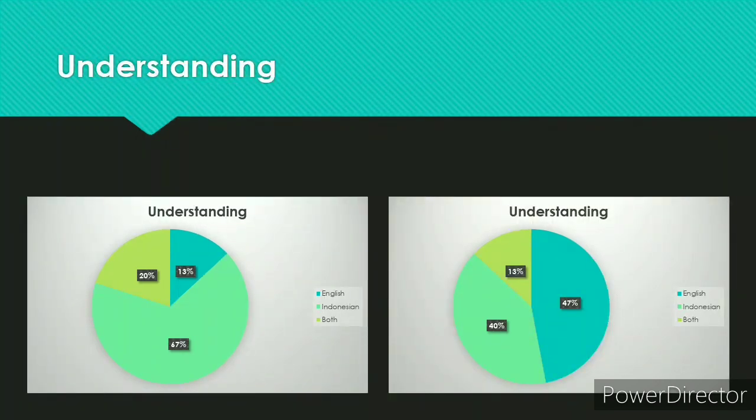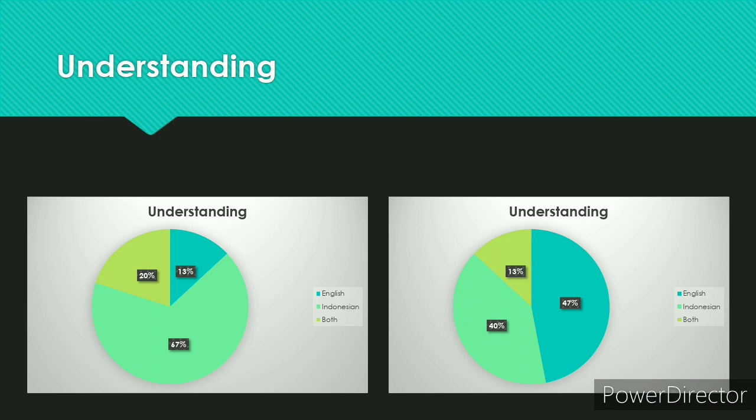Now the third slide is understanding. Understanding means how well the students understand the language. Can they comprehend it? Can they understand what people are saying in these languages or not? So let's start with population new. Population new has an understanding rate of English of 13%, for both languages 20%, and for the Indonesian language 67%, while the population old has an English understanding rate of 47%, an Indonesian understanding rate of 40%, and a 13% understanding rate for both.